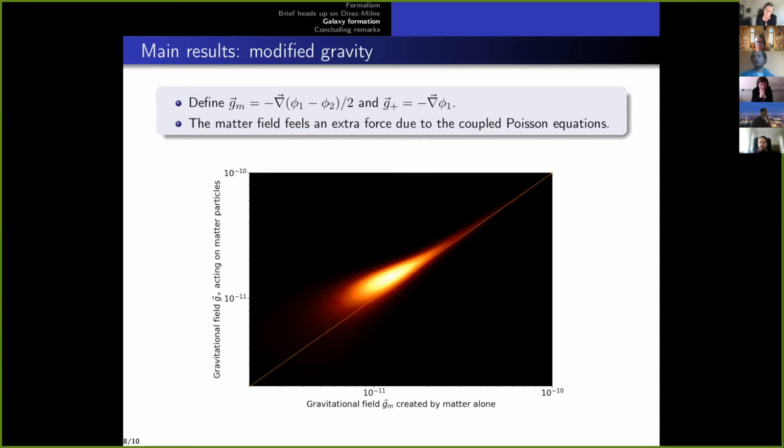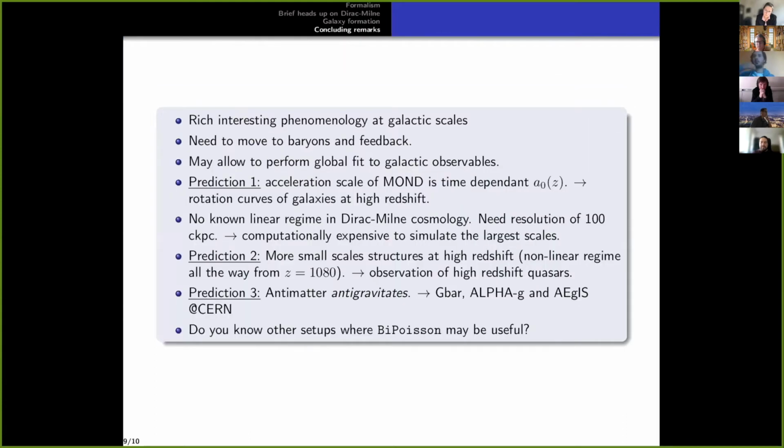But it's not the same. Our guess, and this runs into my conclusion, is that it's time dependent in our case, because this was not at redshift 0. But let me wrap this up.